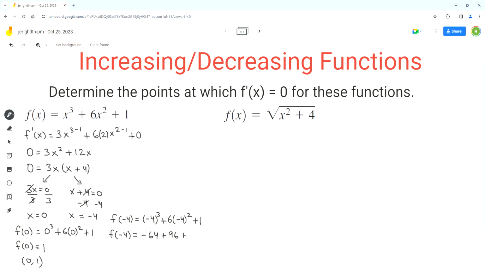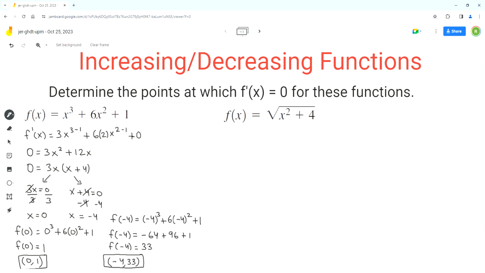And then plus 1. So now we can combine these numbers. So f at negative 4. So we'll do negative 64 plus 96 plus 1, which is equal to 33. So that means the second point at which the derivative is equal to 0 is negative 4, comma 33. So these are the 2 points at which the derivative is equal to 0 for the first function. So we are done with the first function.